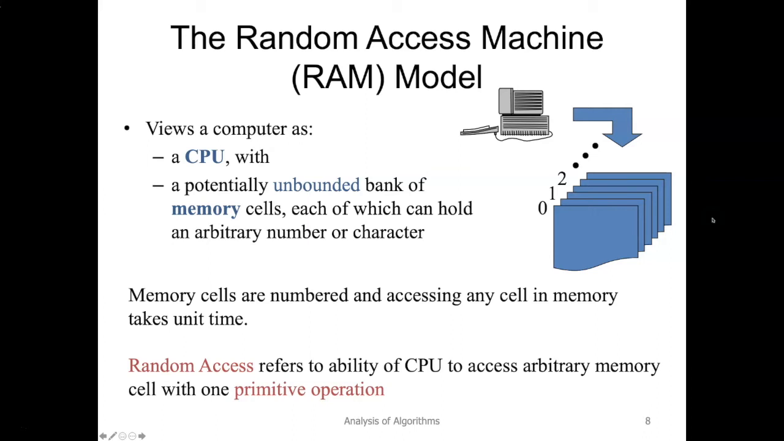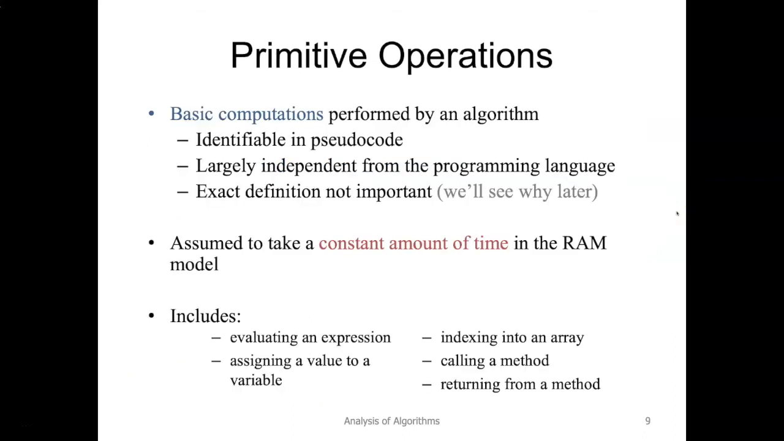So the term random access here refers to the ability to access any one of these memory cells with one primitive operation. A primitive operation is just a basic operation which takes unit time. Our goal is, when we evaluate the theoretical runtime of an algorithm, to count up how many primitive operations it requires. These are those basic computations performed by an algorithm. If we have the pseudocode, we can identify what those primitive operations are in it. But importantly, this is independent of programming language.